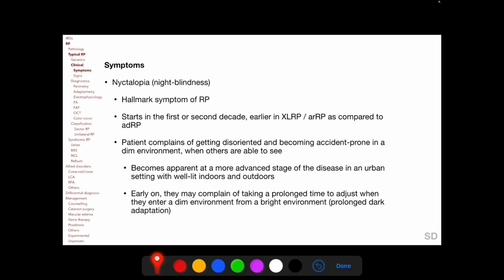The two hallmark symptoms of retinitis pigmentosa are nyctalopia or night blindness and constriction of peripheral visual fields. Nyctalopia starts in the first or second decade of life, earlier in X-linked retinitis pigmentosa and autosomal recessive RP as compared to autosomal dominant RP. The patient complains of getting disoriented and becoming accident prone in a dim environment, but in an urban setting with well-lit indoors and outdoors, nyctalopia can become apparent at only a more advanced stage of the disease.